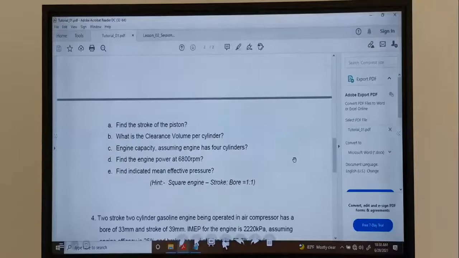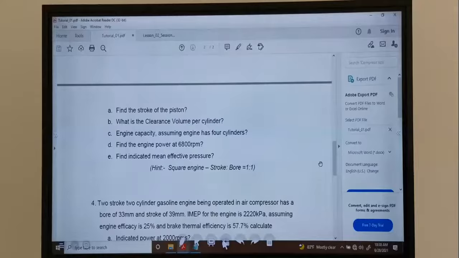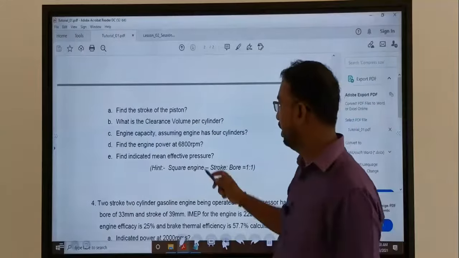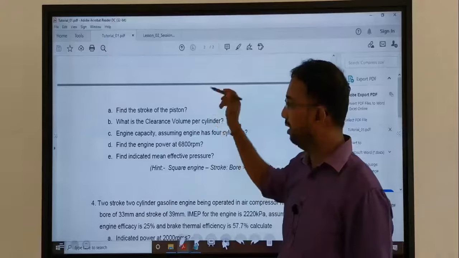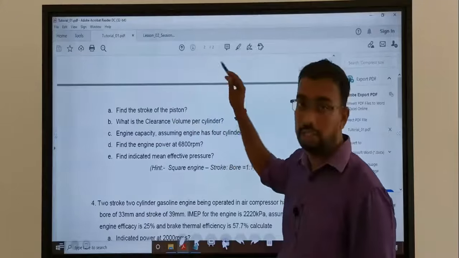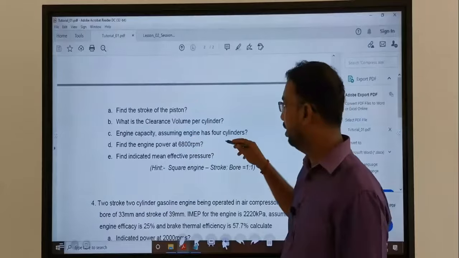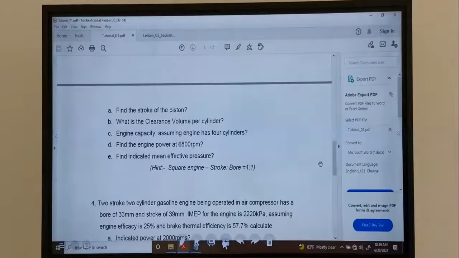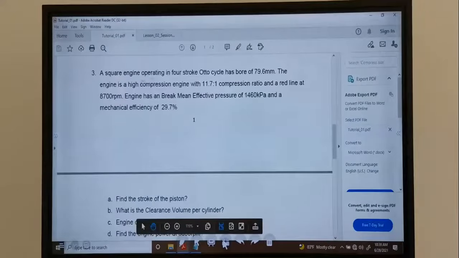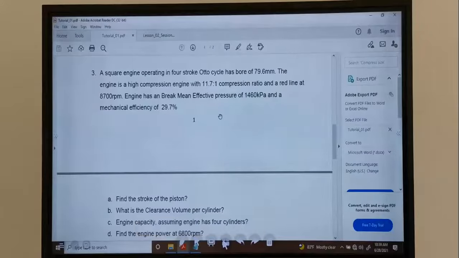So next is the clearance volume per cylinder. First we have to find the stroke volume, then we find the clearance volume by using the compression ratio, and then in total we can find the engine capacity, that is the CC value. The compression ratio is 11.7. Okay, we start.